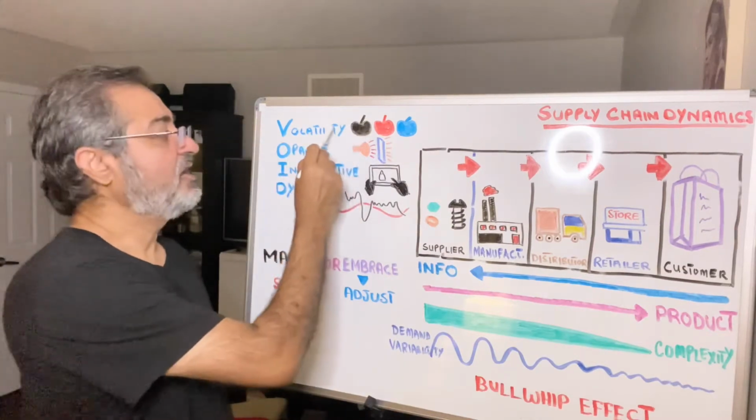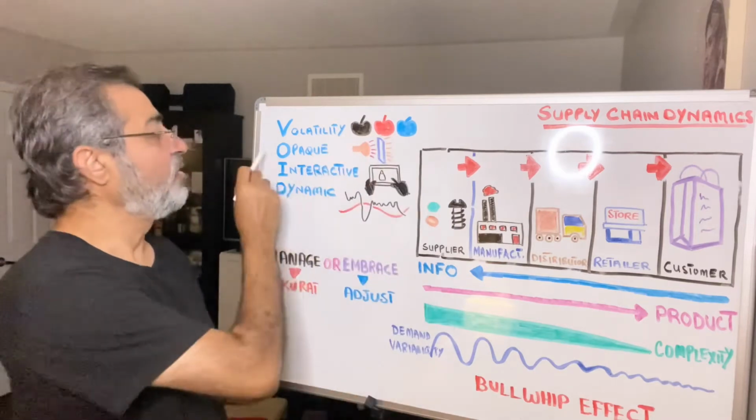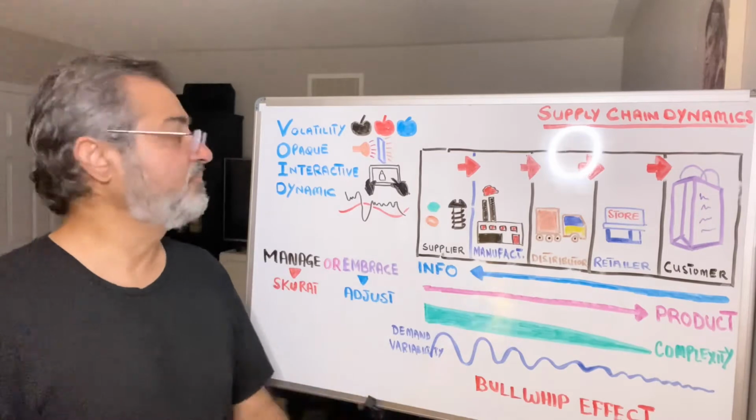Volatility means how many types of customers do you have? Do you have fewer or more customers? Opaqueness means how easily you can see through your supply chain.